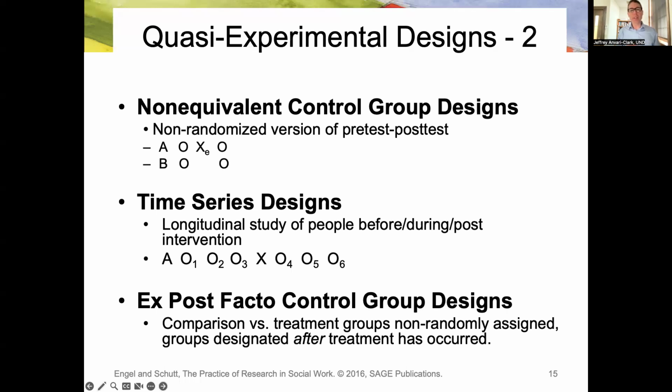And then there's the ex post facto control group, where it's the same as the non-equivalent, but people get designated after the treatment has already occurred. So, you've got the baseline there, and you're just simply figuring out, okay, where do we have these two distinct groups that we can kind of compare?